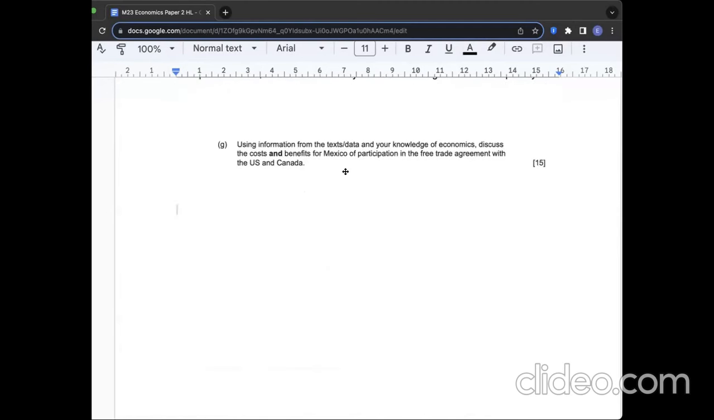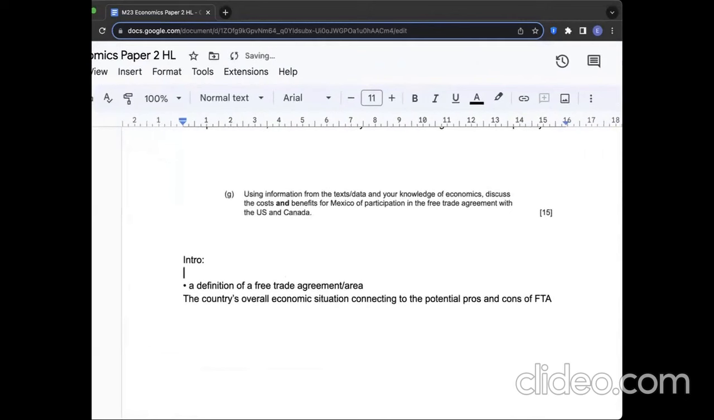Last question. Using information from the text, data, and your knowledge of economics, discuss the costs and benefits for Mexico of participation in the free trade agreement with the US and Canada. All right. What I have to write in the introduction is, as usual, some definition of a free trade agreement. Also, I can make the introduction smoother by writing about the overall economic situation of the country, which is Mexico. And then I'm going to state that in the following body paragraphs, I'm going to discuss the potential pros and potential cons of joining the FTA as well. So that's done in the introduction.